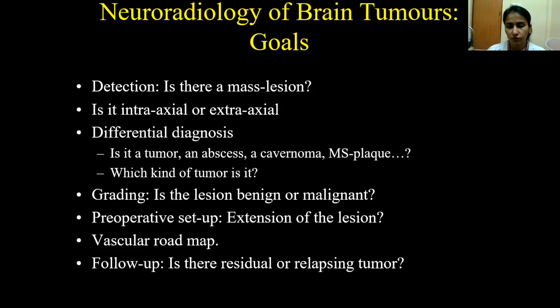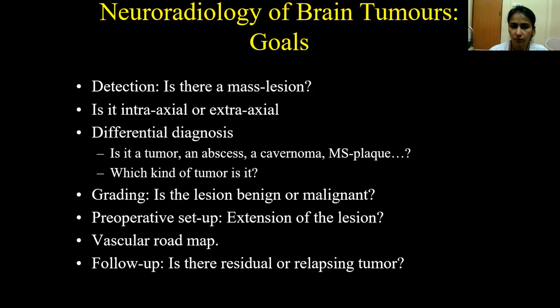It could be a mass lesion which is an abscess, or it is a cavernoma, that is an arteriovenous vascular malformation. Then we have to grade the tumor. Is the lesion benign or is the tumor malignant? And then we have to do it with a mindset so that we can help the surgeon.